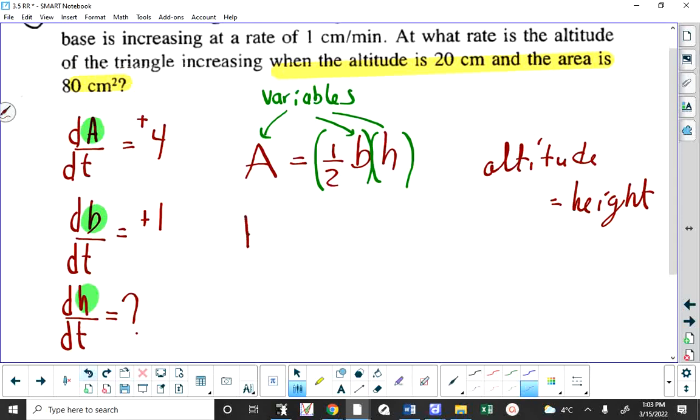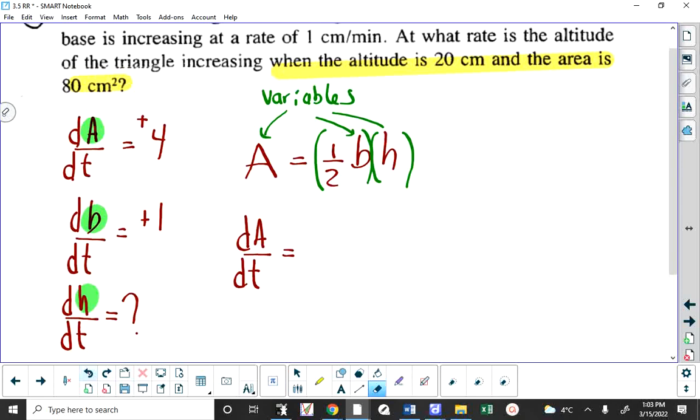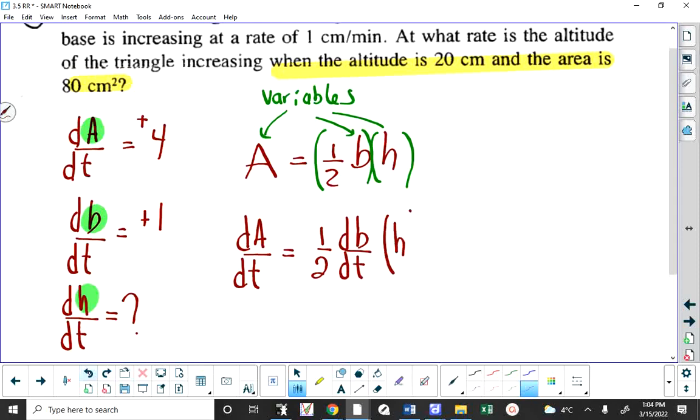The derivative of A is dA dt. The derivative of 1/2 B multiplied by H will be the derivative of the first part of the product, which would be 1/2 dB dt, times the second part, which is H, plus the first part, which is 1/2 B, times the derivative of the second part, which is dH dt.